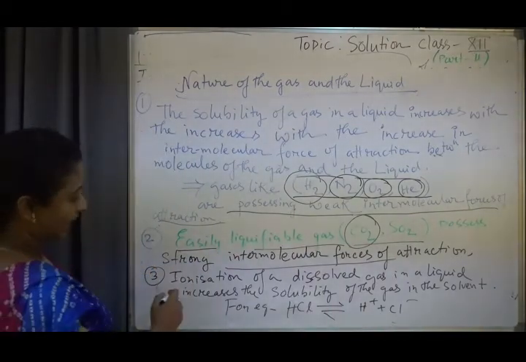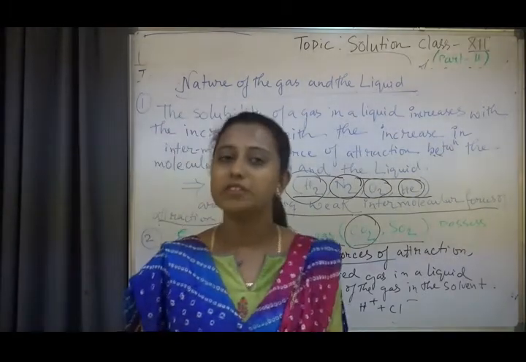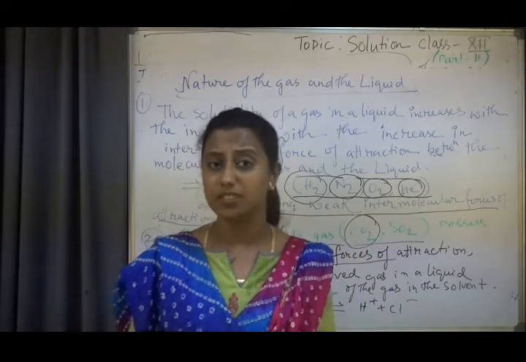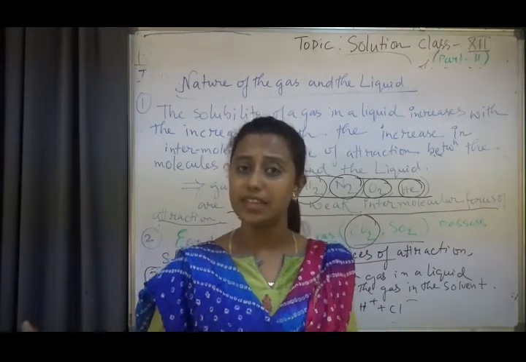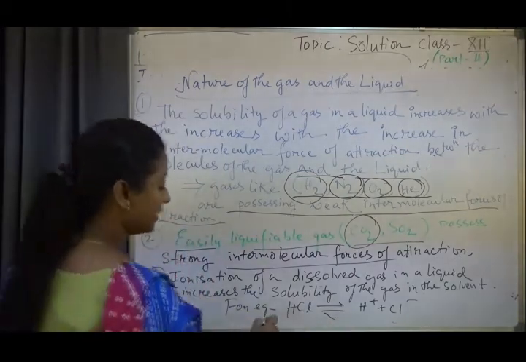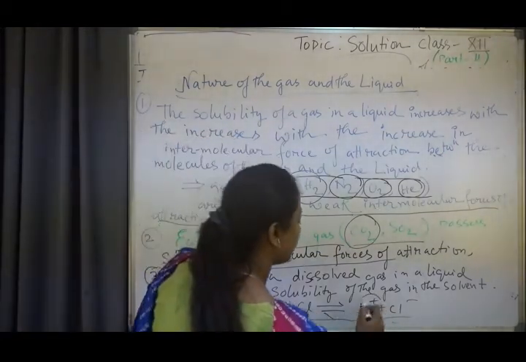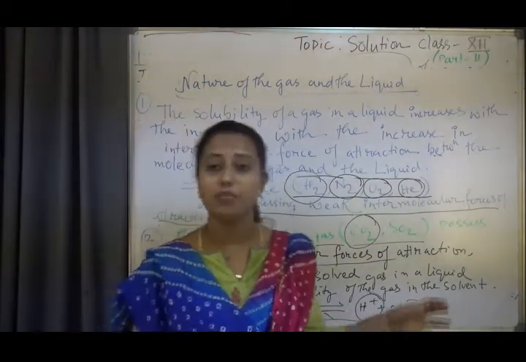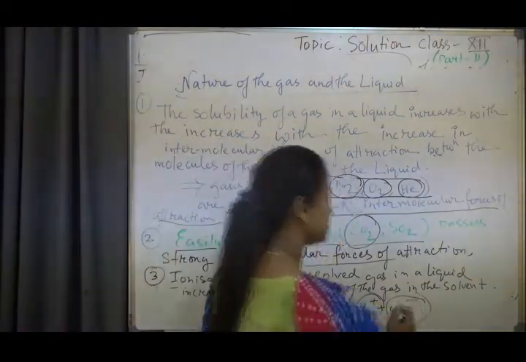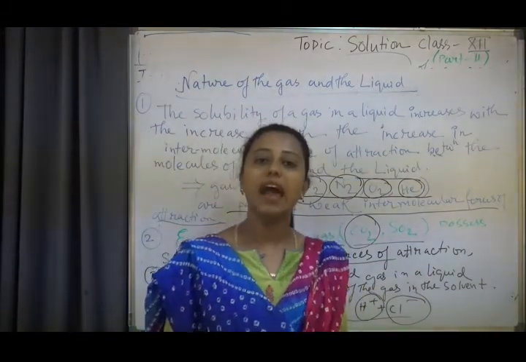And the next one is the ionization of the dissolved gas in a liquid. We know that there are lots of ionic substances which readily dissolve in water and can ionize easily. For example, HCl, hydrochloric acid, is easily ionized. When HCl is dissolved in water, what happens? It forms H plus and Cl minus. So this is highly dissolved in water. Hydrochloric acid is highly dissolved in water.